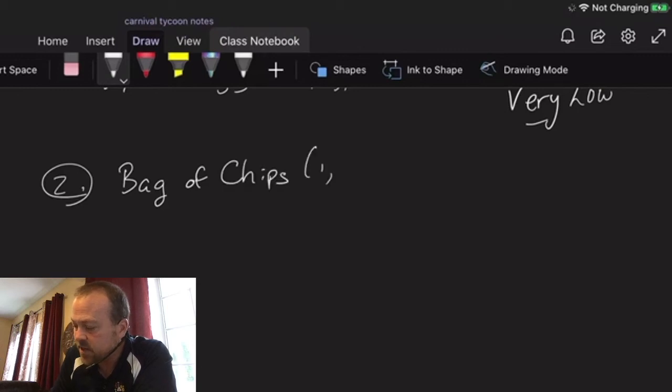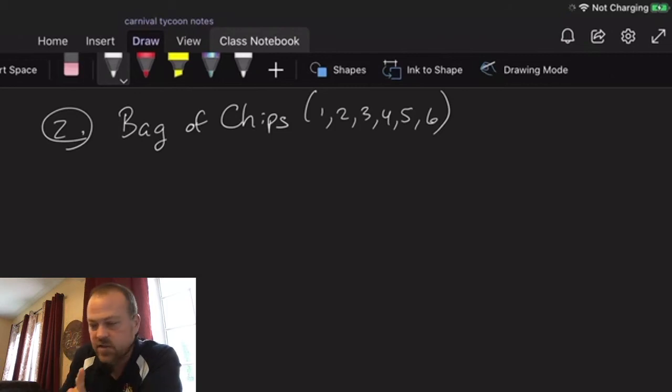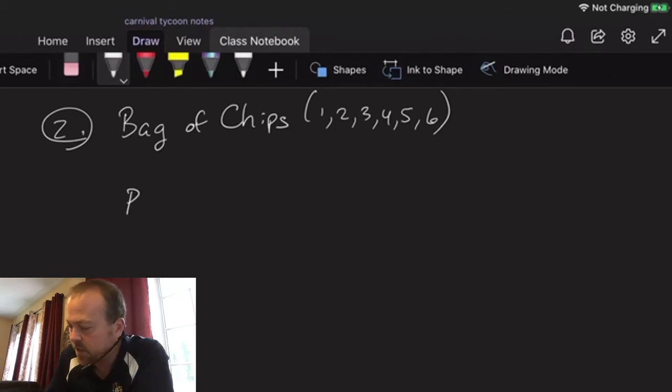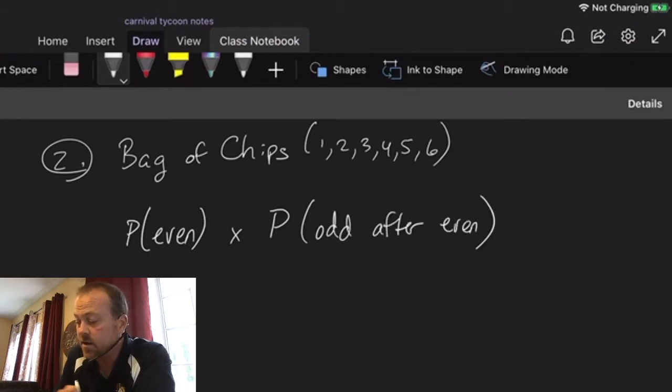And in that bag of chips, we got the 1, the 2, the 3, the 4, the 5, and the 6. They're all labeled by numbers. And we're looking for the likelihood of the even. So the probability of the even multiplied times the probability of the odd after the even has been chosen.